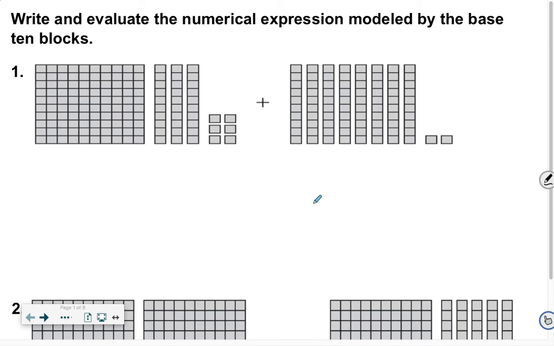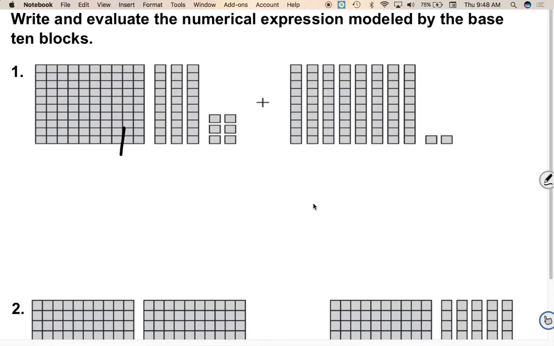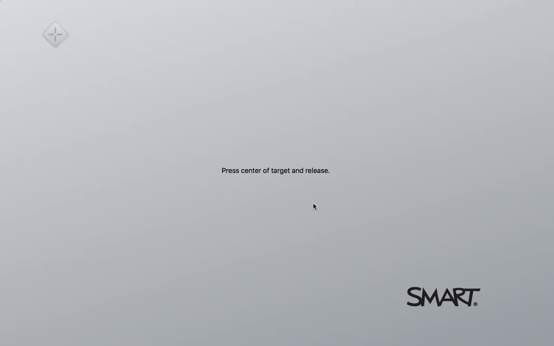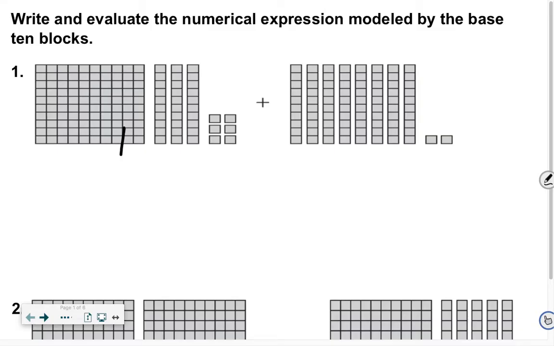Okay, I figure you're probably better at the 10 blocks than I am because you've used those for quite some time, correct? All right, so what is the numerical expression that's being modeled with the first one? Desiree? So is it 1.36? She says 1.36.